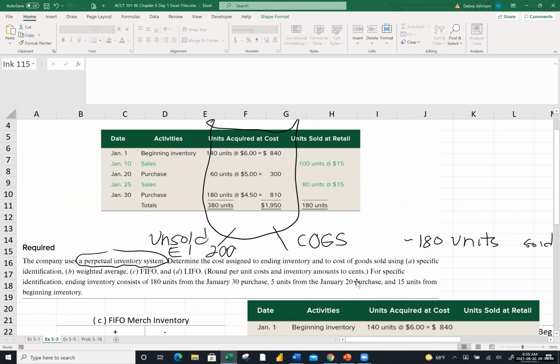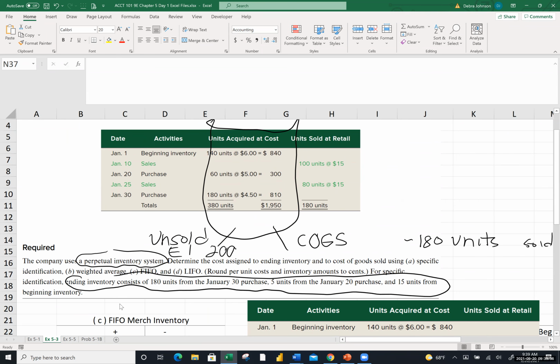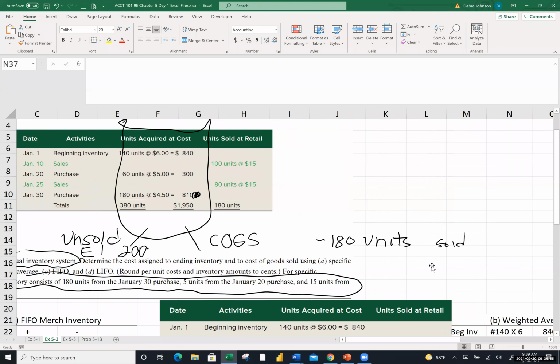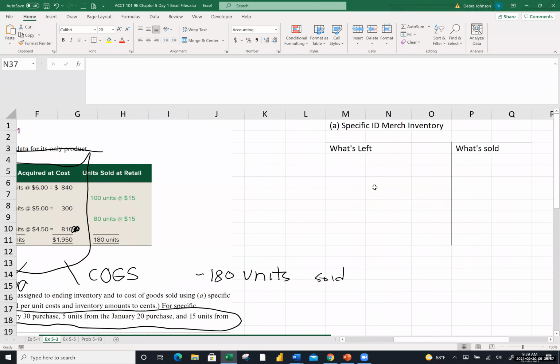For specific ID, ending inventory, so we're looking at this right now for specific ID, ending inventory consists of 180 units from the January 30th purchase. Okay, so this layer right here, that was all left. On this inventory T account, there's really two sides to it. It's what's left and what must have been used up.